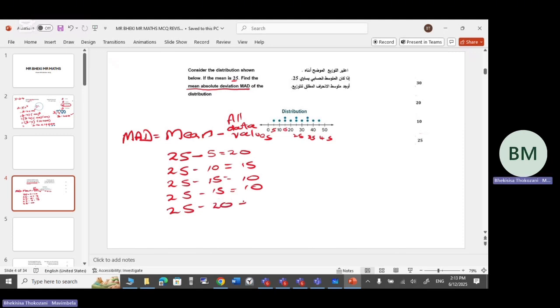And that will give you 5. And I have 25 again, minus 25, right? That is going to give me 0. And I have another 25 minus 25 will give us another 0. And I have 25 minus 30. Okay, that is going to give me 5. In fact, it's negative 5, but because these are absolute values, we're going to take positive numbers.